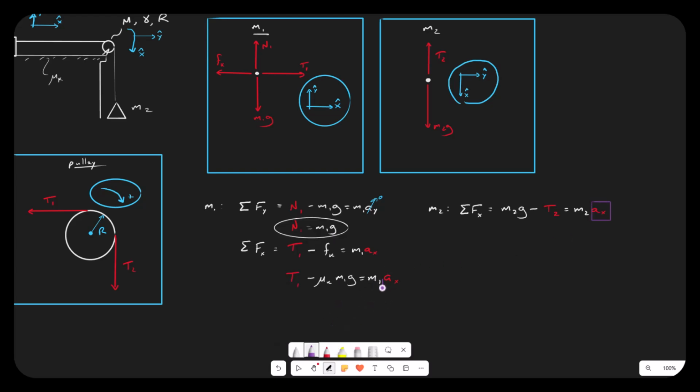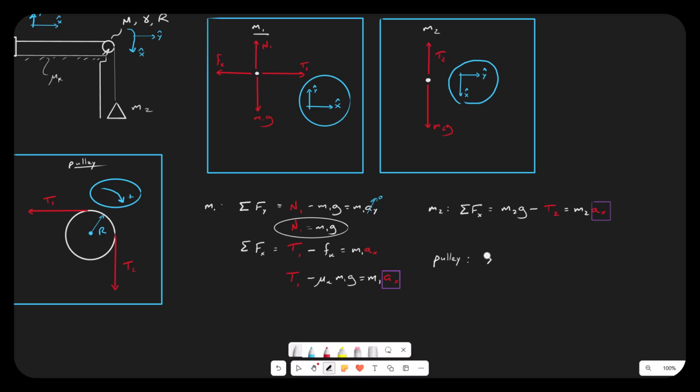Because they're connected by a string, if one accelerates, the other accelerates, and they have to be at the same rate. But I now have three unknowns, T1, T2, and a_x. So now I look at my pulley.